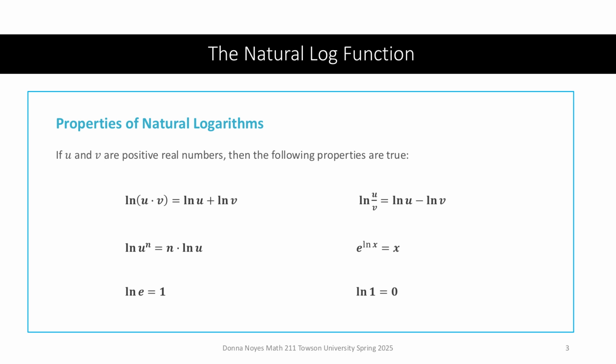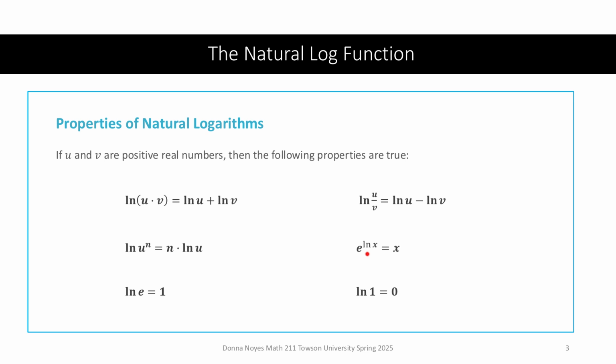Likewise, when we have the log of u divided by v, that becomes the log of u minus the log of v. If we have the log of u raised to the power of n, then we simply bring n to the front, make it n times the natural log of u. Then we have the three that make it easier to simplify when we have log expressions.